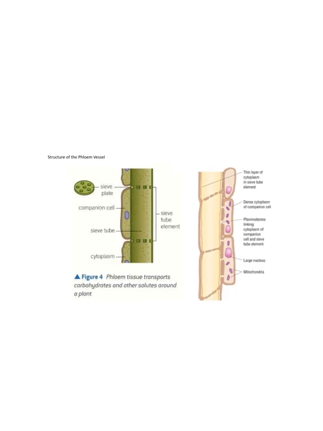So here we can see the perforated sieve plate that allows sap to pass through, and the companion cells, which are going to contain a lot of mitochondria so that active transport can be used to actively pump the solutes around. And also you can see here that there's a cytoplasm because the phloem is a living tissue.